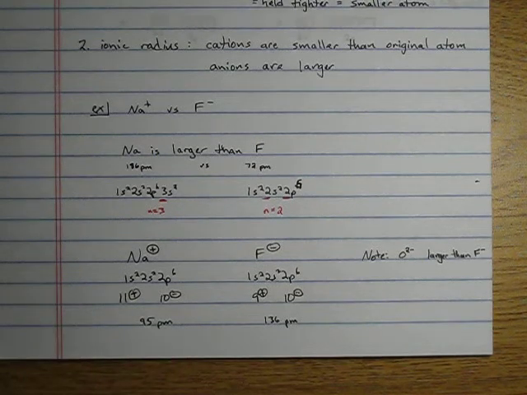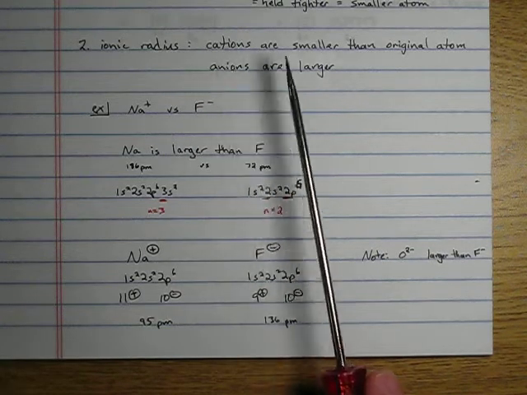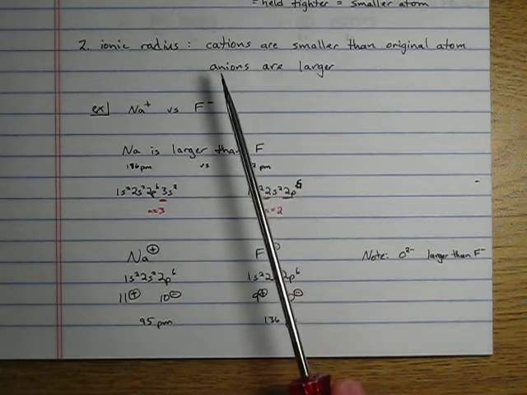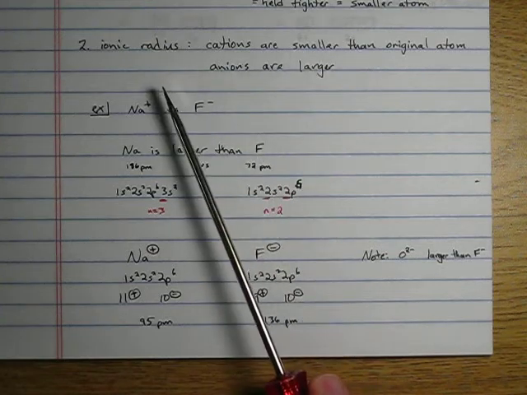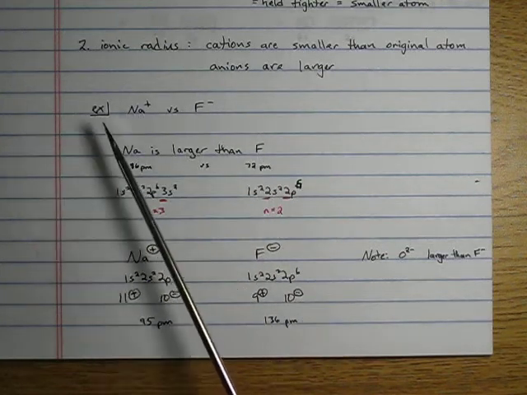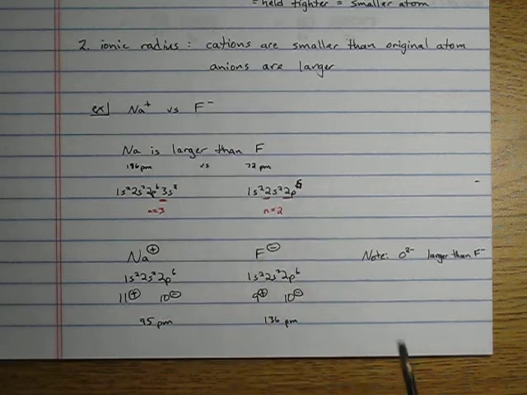What happens when we take our neutral atom and make it an ion? Well, let's see. It turns out cations are going to get smaller than their original atom. Anions are going to get larger than the original atom. For example, let's look at Na plus versus F minus, and we'll start by just looking at a neutral sodium compared to a neutral fluorine.